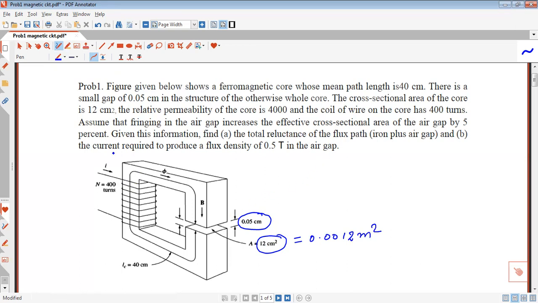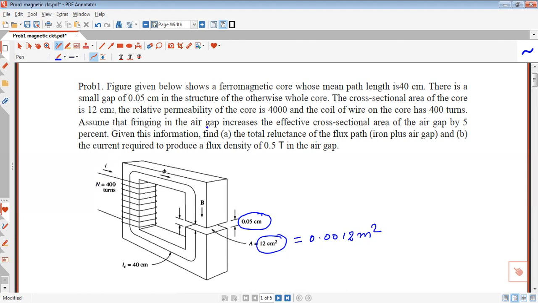It is also given that the relative permeability mu r is 4000. And the coil of wire on the core has 400 turns. Here the number of turns of the coil is given as 400 turns.